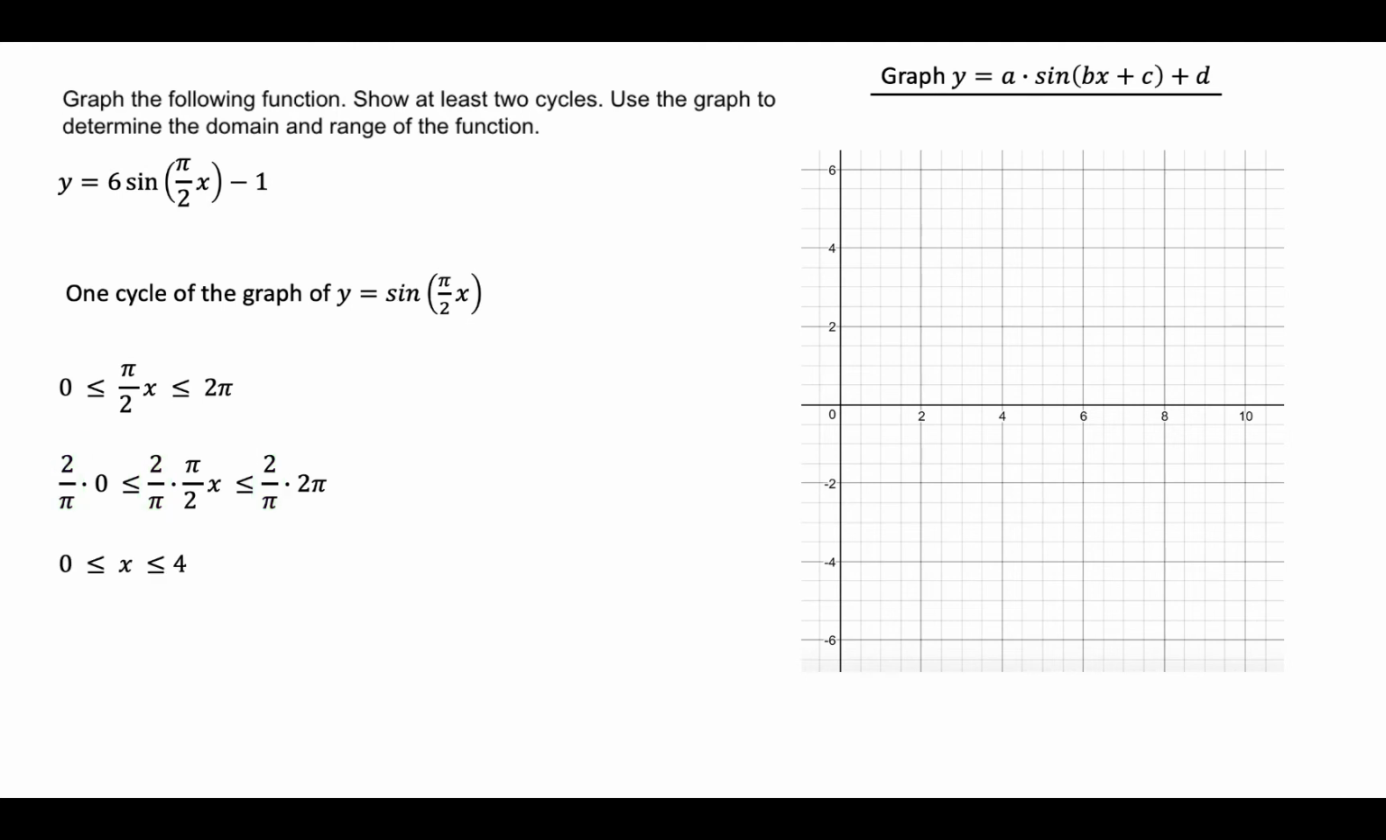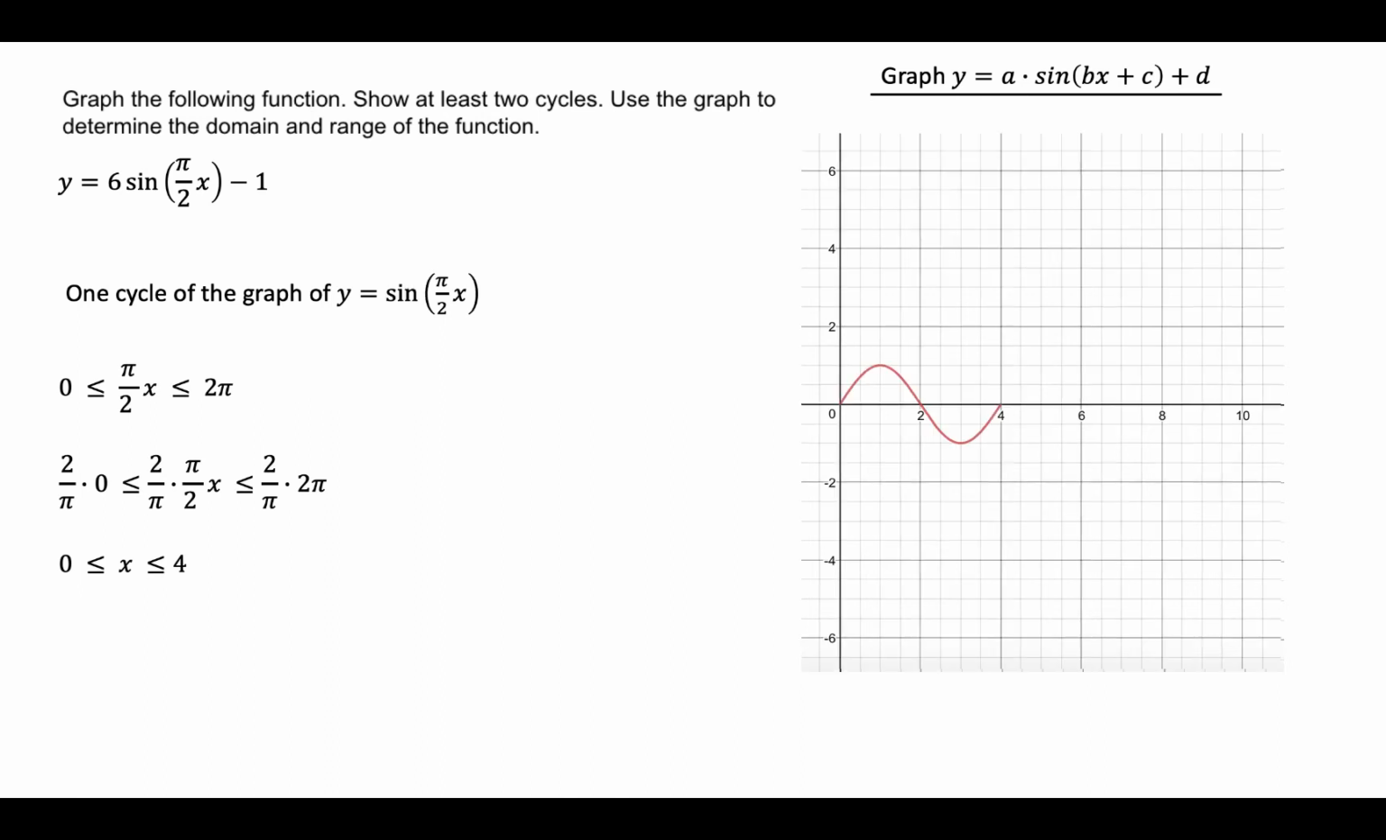On the left, we still have 0. In the middle, everything except the x cancels. And on the right, the pi's cancel, so we have 2 times 2, or 4. So 1 cycle of the graph of y equals the sine of pi over 2x occurs between 0 and 4. So we will graph the sine function between 0 and 4.